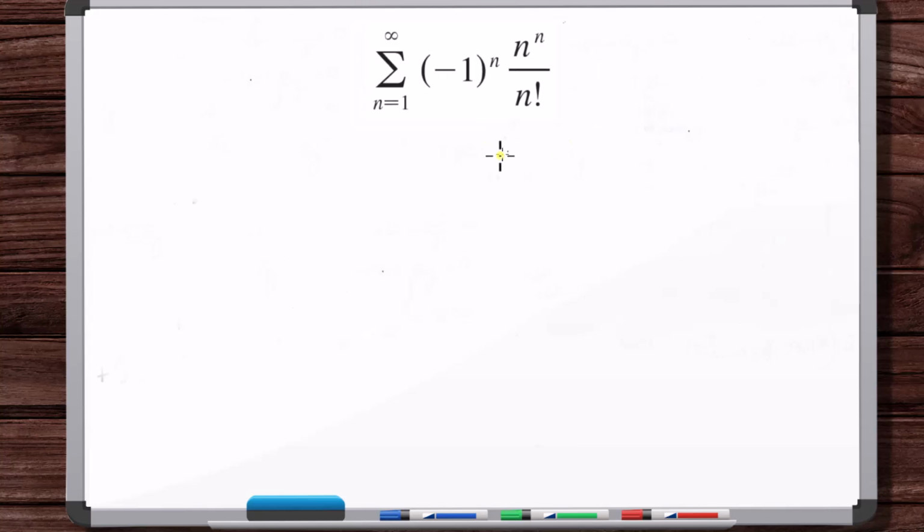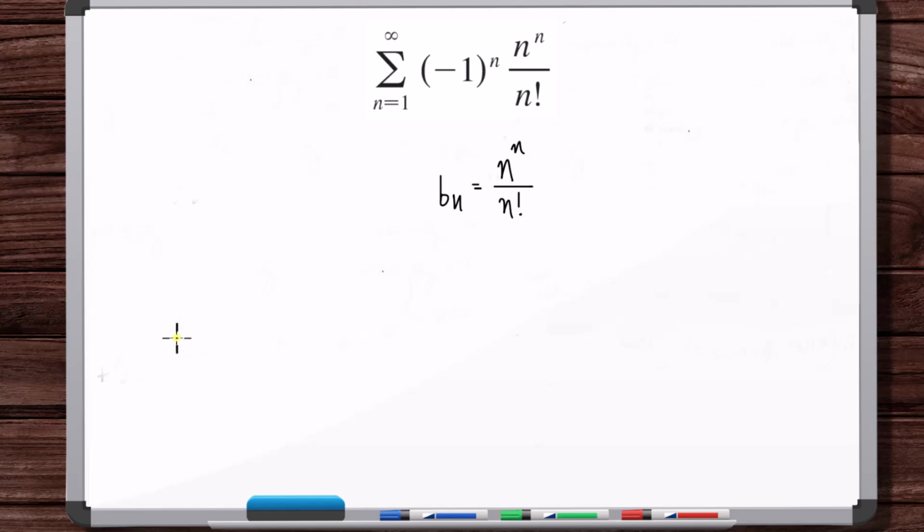Okay, so here it looks like we have an alternating series with the b sub n. This is always positive for all n. But is this decreasing? It doesn't seem like it is.